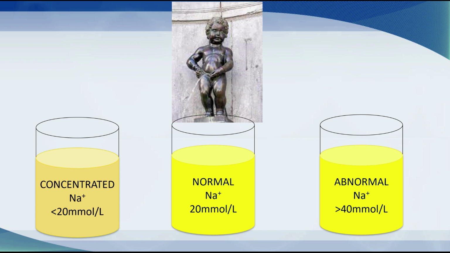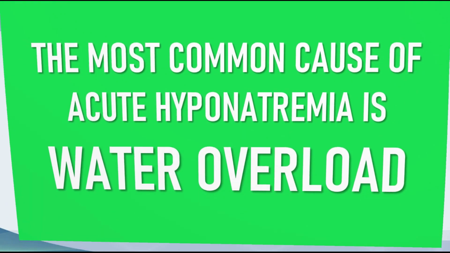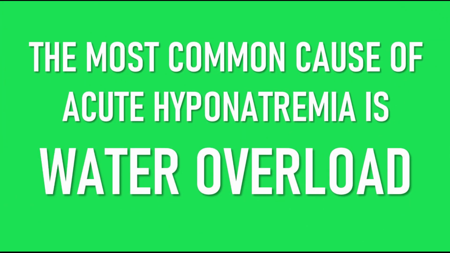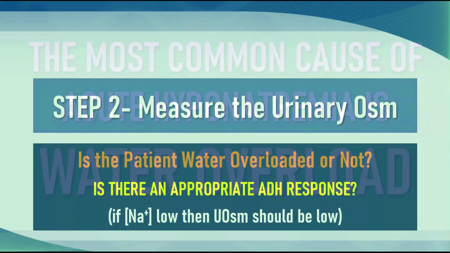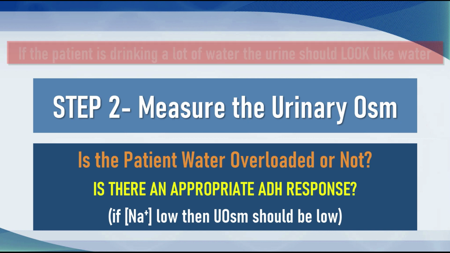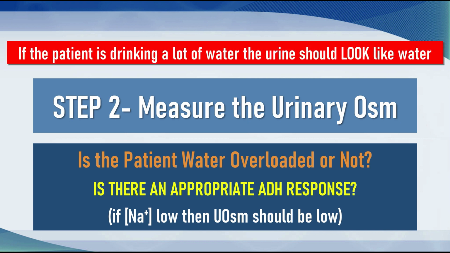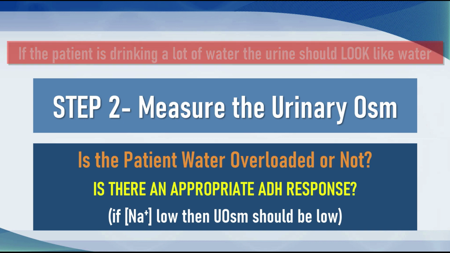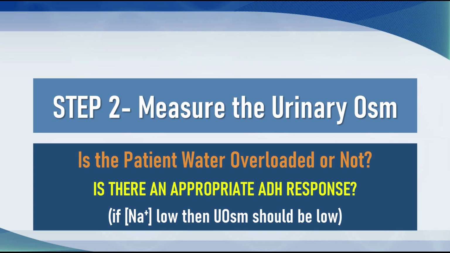Let's just move on a little bit though and look at common things. And remember, common things are common. And the most common cause of acute hyponatremia is water overload. Why does that happen? Because people drink a lot of water. If the patient is water overloaded, then the urinary osmolality should be very, very low. And the lower it is, the more water overloaded the patient is. So urinary osmolality of less than 100 milliosmoles per liter going downwards.